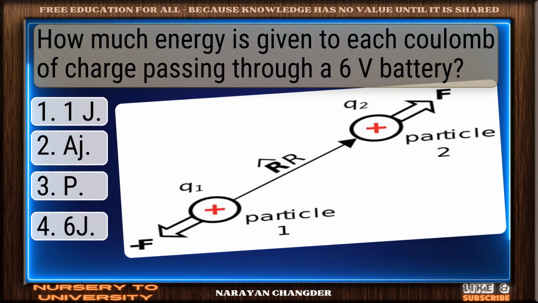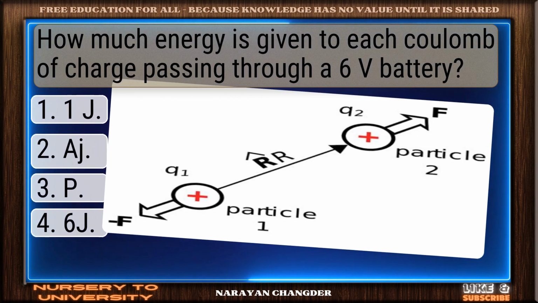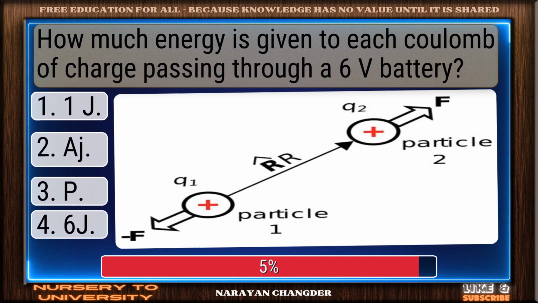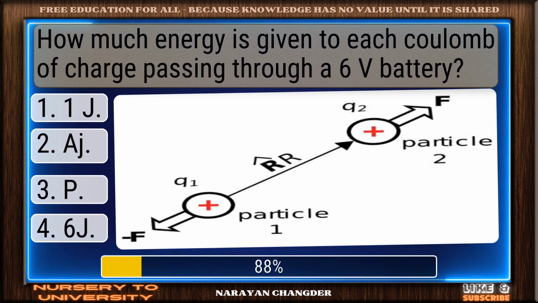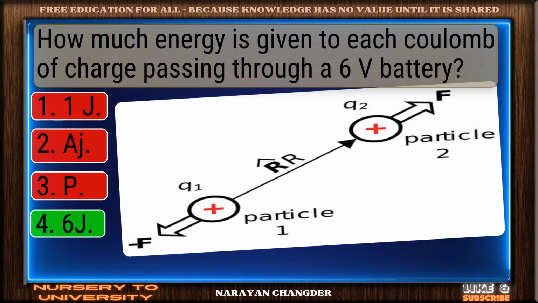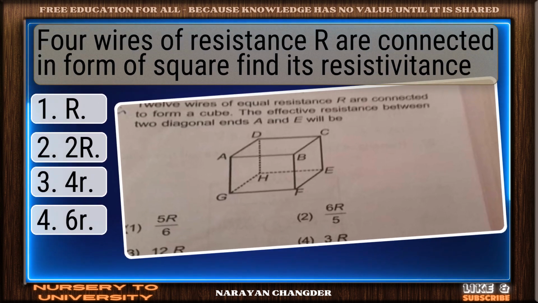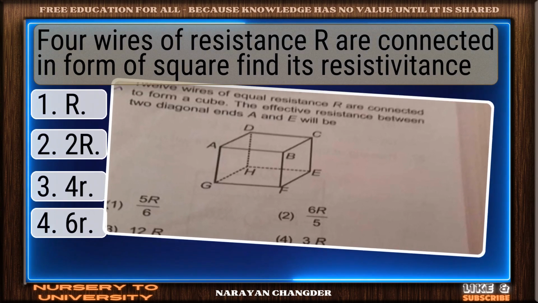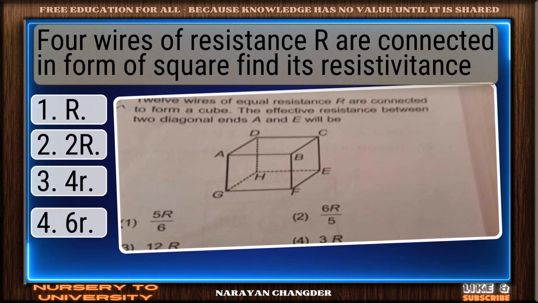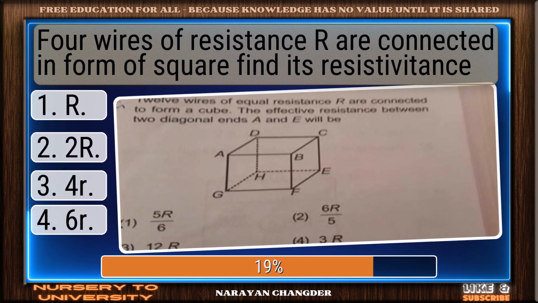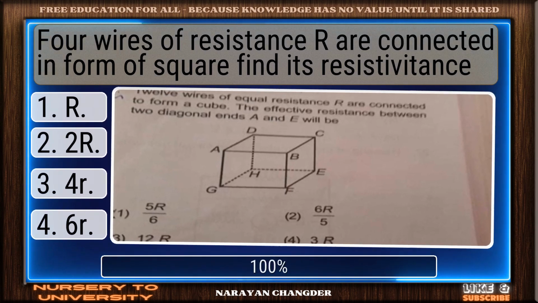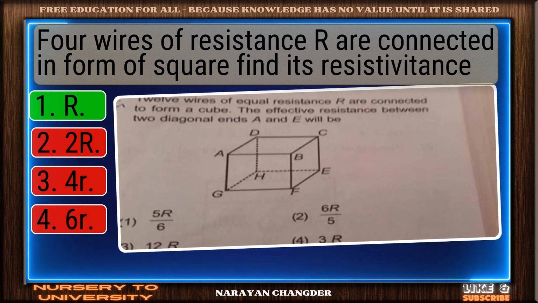How much energy is given to each coulomb of charge passing through a 6V battery? You got it. 6 J fits. 4 wires of resistance R are connected in form of square. Find its resistance. You're right. R is correct.